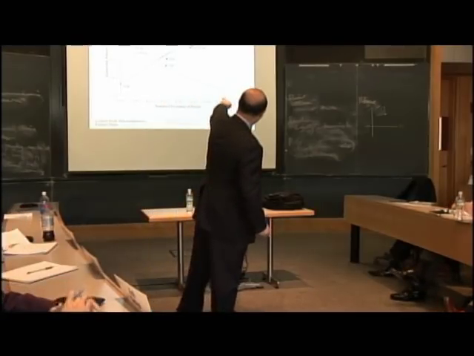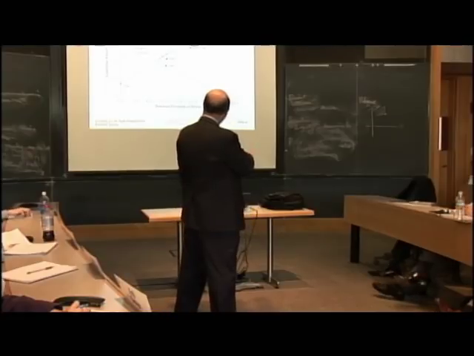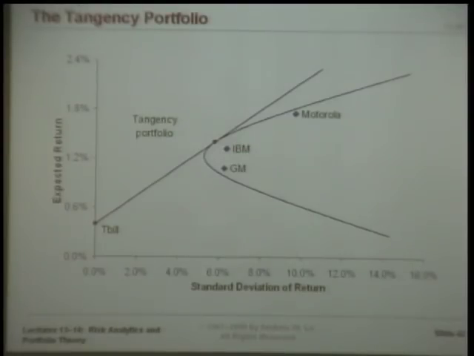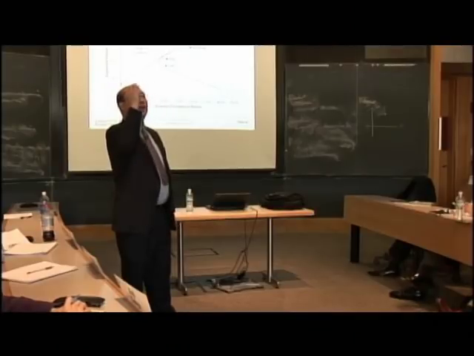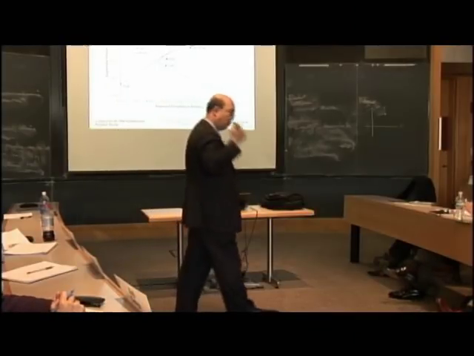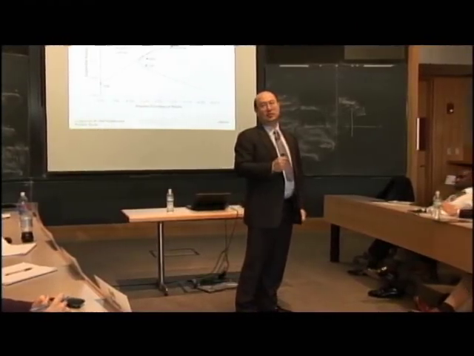We're going to look at the slope of this line, and the slope of this line will give us a measure of the expected rate of return per unit risk. It's exactly what it's going to do for us.